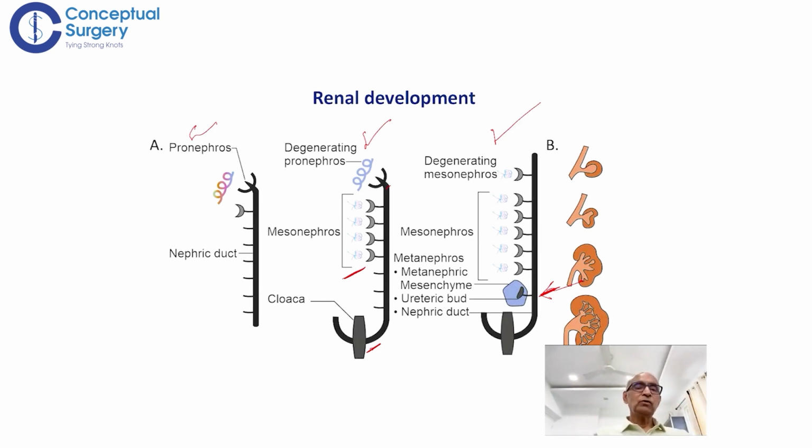Now the mesonephros, which is the next stage of development, starts off in the thoracic region, goes through the lumbar region, and up to the sacral area, right?